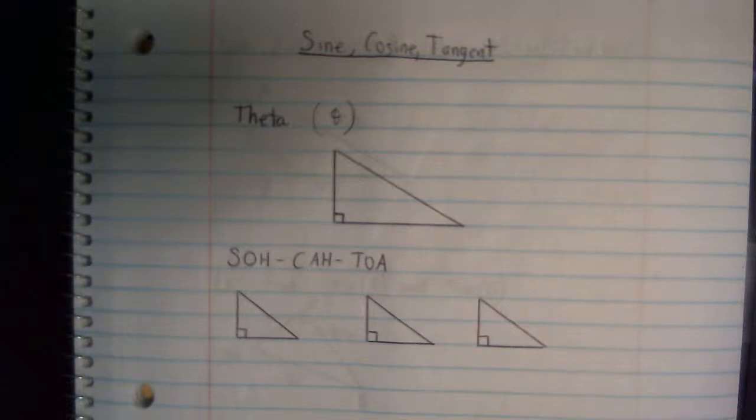Hey everybody, we're going to start talking about real trigonometry today. And to do that, we need to start talking about the trig functions. Now there are 6 trig functions, but we're only going to focus on 3 for this particular class. The ones we're going to talk about are sine, cosine, and tangent.